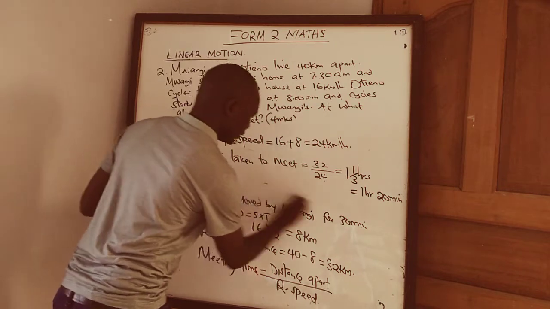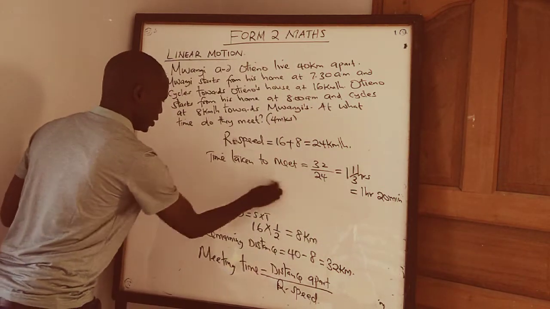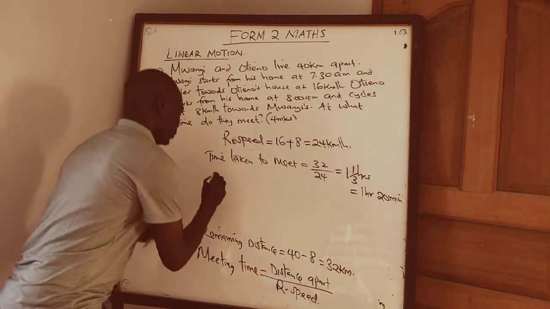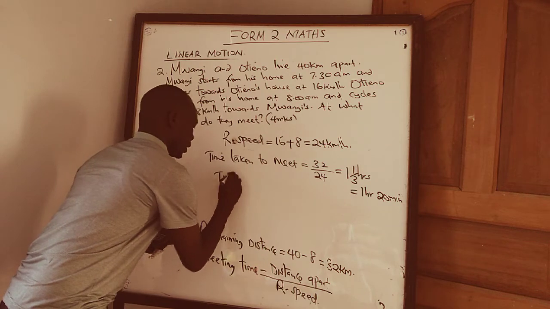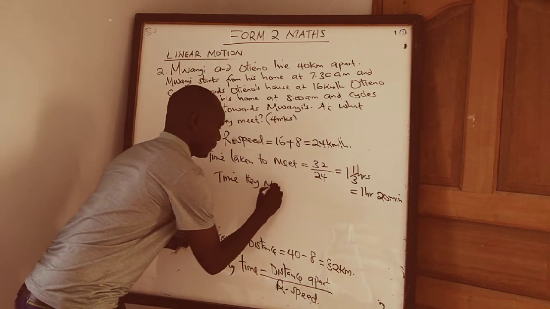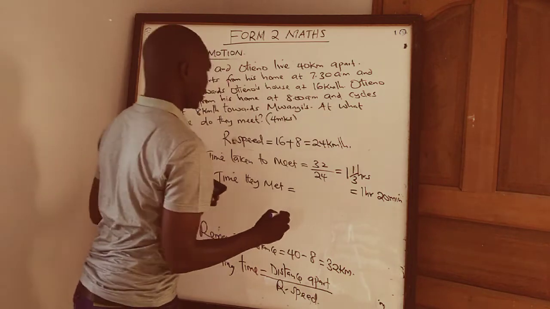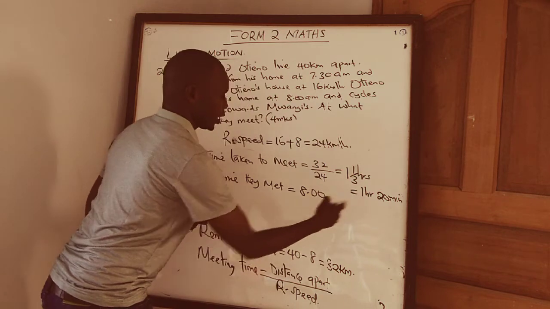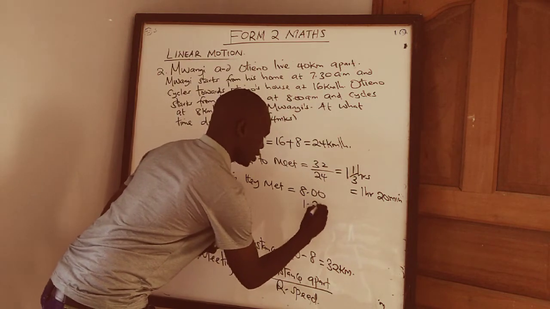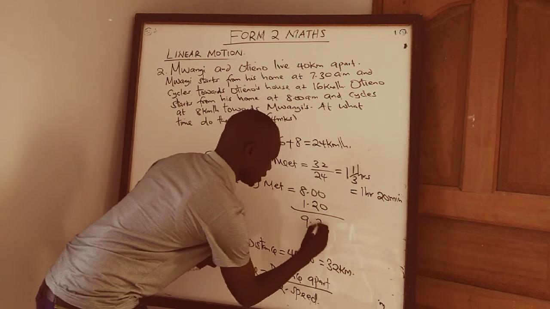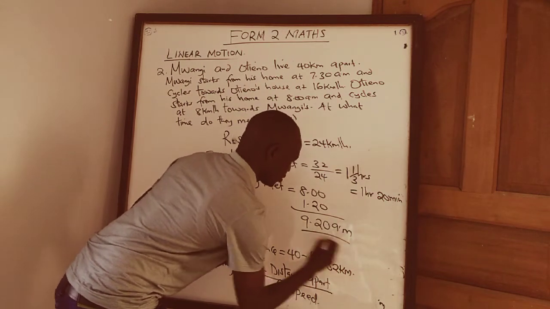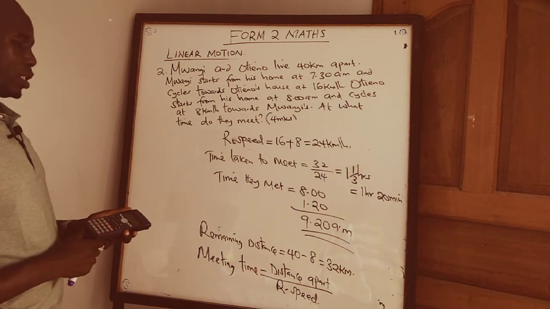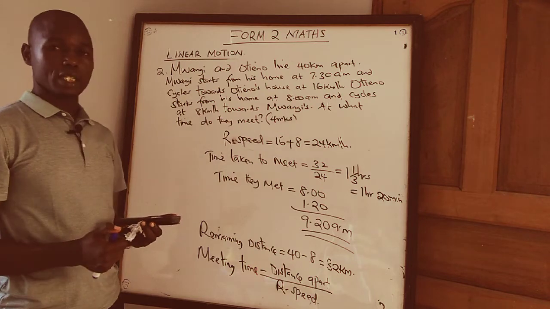We need to calculate the time they met. From here, getting the time they met is very, very easy. Time they met is going to be equal to, they started competing at 8 a.m. and then they took 1 hour 20 minutes to meet, and this gives us 9:20 a.m. So meaning the two friends met at exactly 9:20 a.m., and that is the answer to that question.